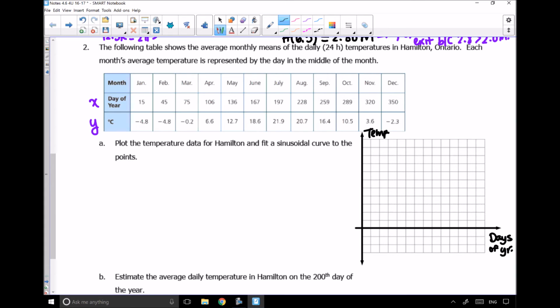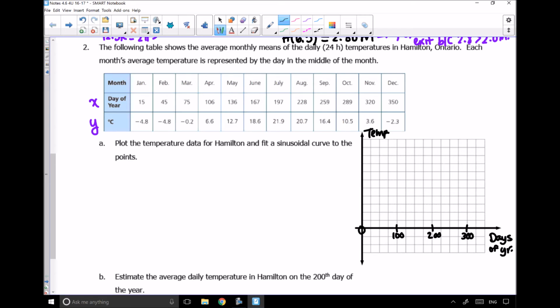Okay, so we know it's going to go from 0 to 350, so I'm going to go on my graph right here, I'm going to just go by 25s. So 0, and then right here I'm going to say that here is 100, and then I've got 200 days, 300 days, so on and so forth. And then for my y-axis, we know that our minimum is negative 4.8 and our maximum is 21.9.